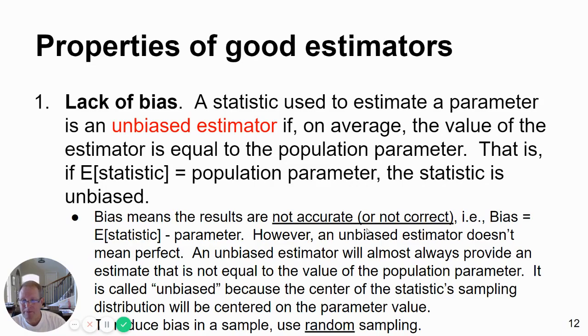An unbiased estimator does not mean that it's a perfect estimator. An unbiased estimator will almost always provide an estimate that is not equal to the value of the population parameter. It is called unbiased because the center of the statistic's sampling distribution will be centered on the parameter value. To reduce bias in a sample, use random sampling. That's the remedy. Increasing the sample size will not reduce bias.